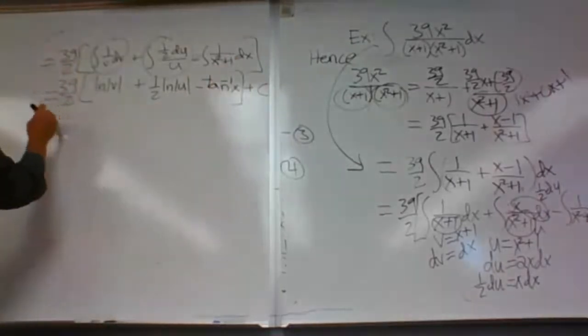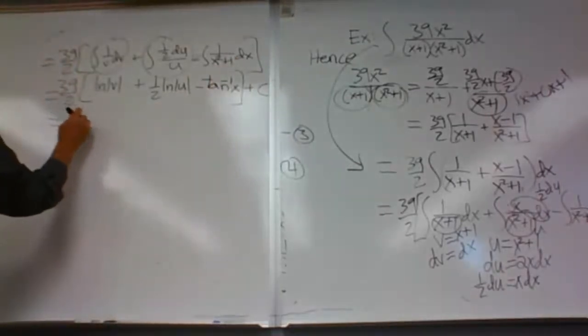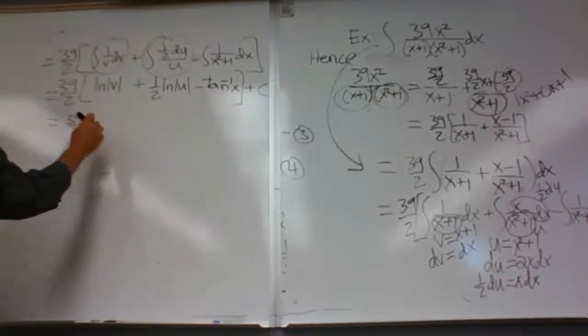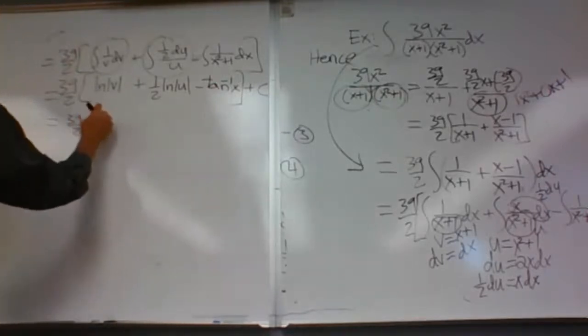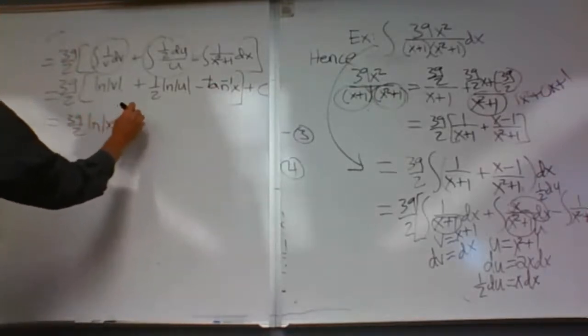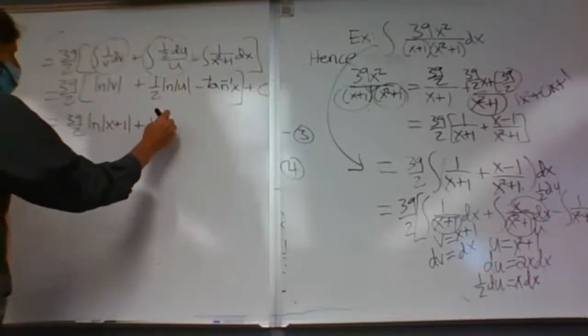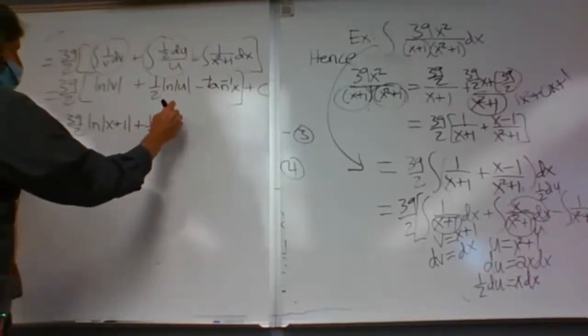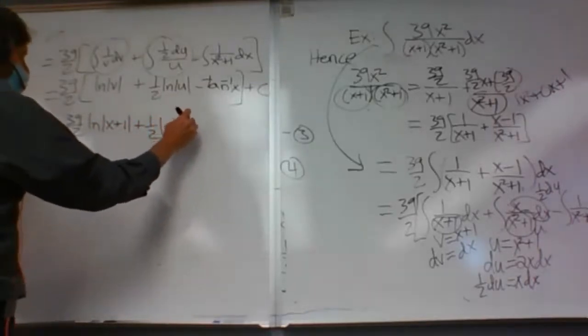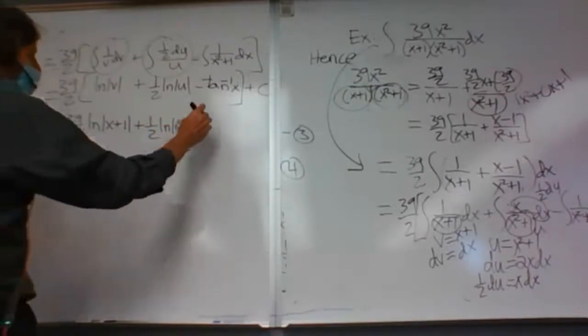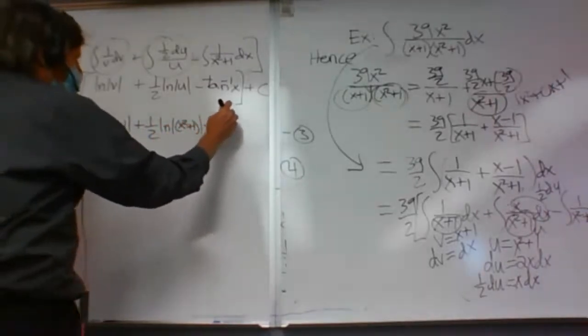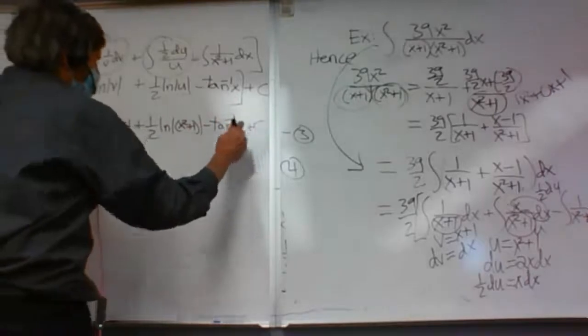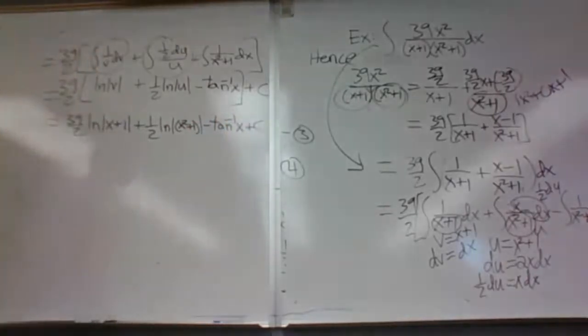So I've got 39 halves times all of this. And I've got to put back what u and v are. So it's 39 halves. ln v is ln of the absolute value of x plus 1, plus 1/2 ln absolute value of x squared plus 1, minus arctangent x plus c.